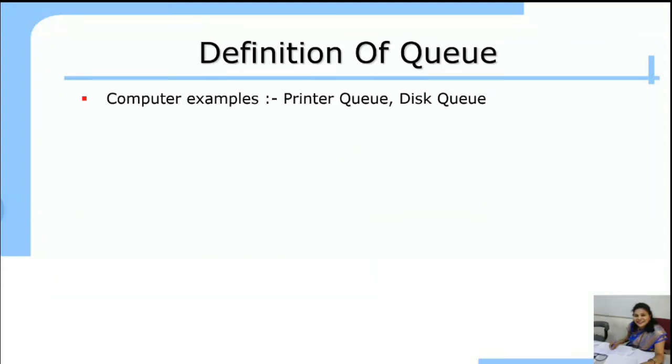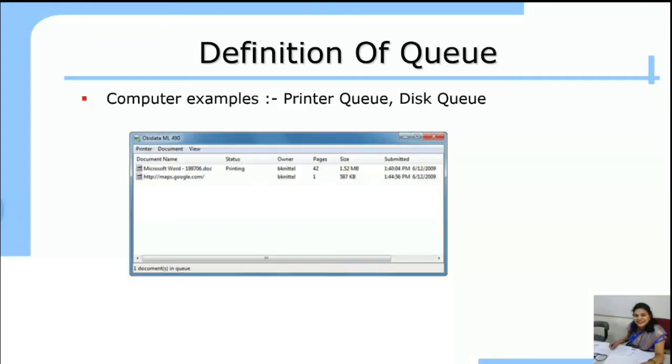Definition of queue. These are the computer examples of the queue: the printer queue and the disk queue. If you give 10 files to the printer, which file will get printed first? The file which you gave for printing first, then after that the next file, then the next. So the printer uses the queue data structure to store all the printing jobs received by the printer, and it will print them sequentially, same as the disk.